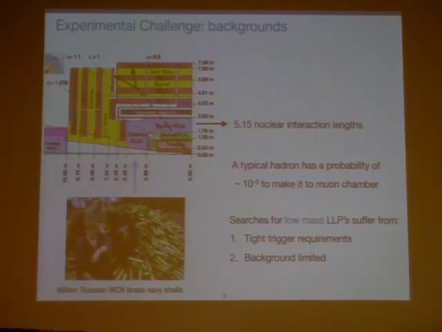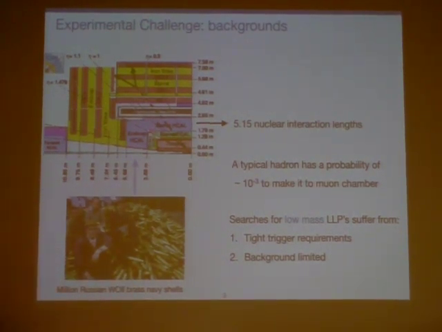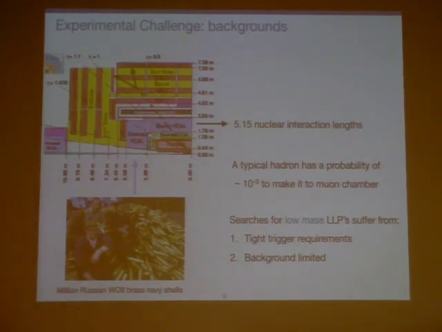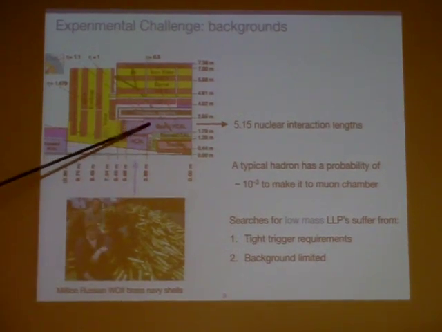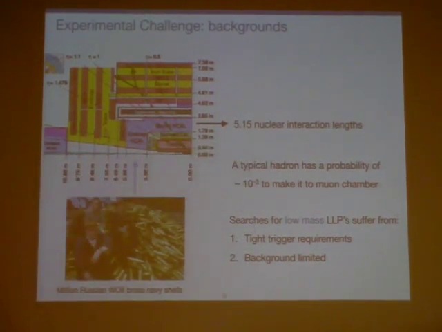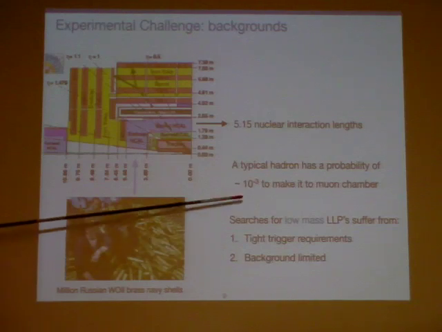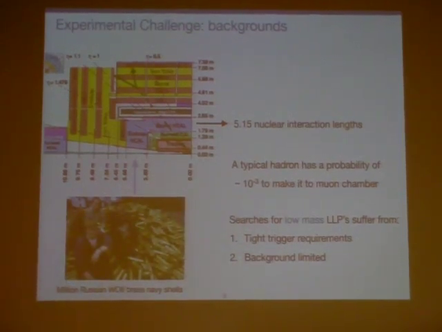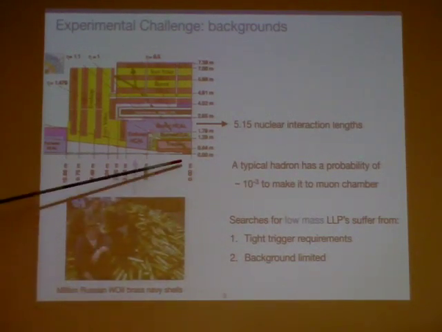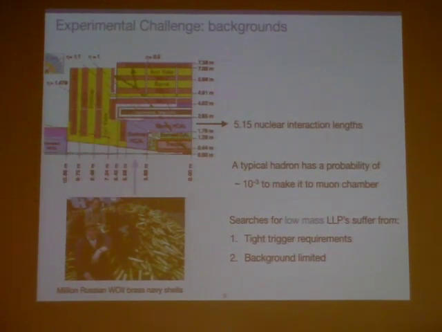So in the case of the CMS, in particular, this is about 1 million retired Navy shells from World War II from Russia that they figured, well, we don't need those things anymore, you can melt them and make a calorimeter out of it. So this thing is very heavy, and you roughly have about 5.1 nuclear interaction lengths or something. Which means that a typical hadron has a probability of about 1 in 1,000 or so to make it from the interaction point all the way to the muon chamber.